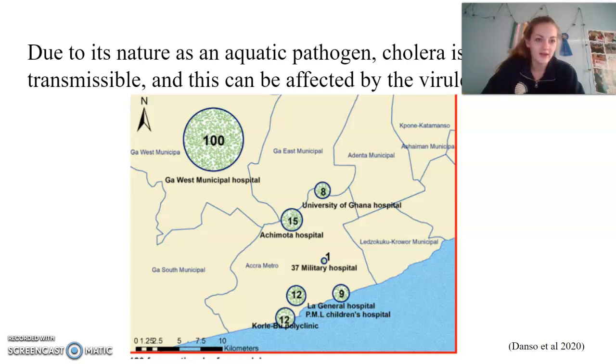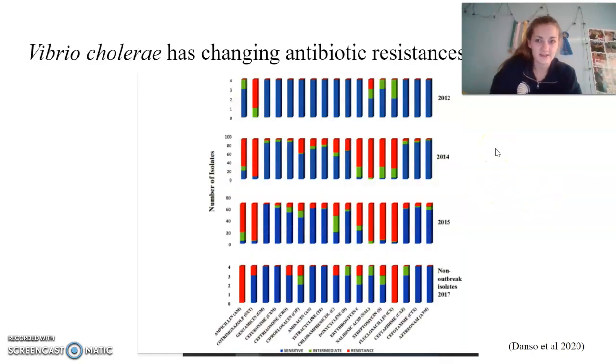That being said, as cholera moves into human populations, it can be treated with antibiotics. There are some issues with this, though, given that cholera has developed antibiotic resistances over time. So we can see in this period of time from 2012 to 2015, there was an outbreak going on in this area, and the antibiotic resistances are changing fairly steadily over time.